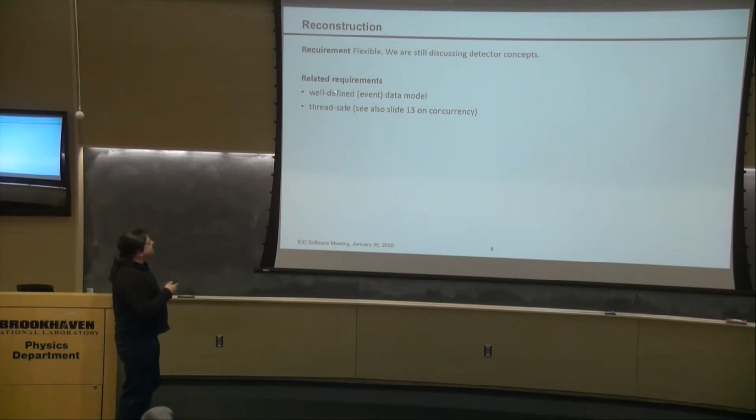But other requirements, in particular when things are flexible, we need to get to a well-defined data model, event data model, so that we know what, for instance, is meant by a hit in a certain detector type. And also it was mentioned that it's good from the beginning to plan things in a thread-safe way, and I have an extra slide on concurrency.